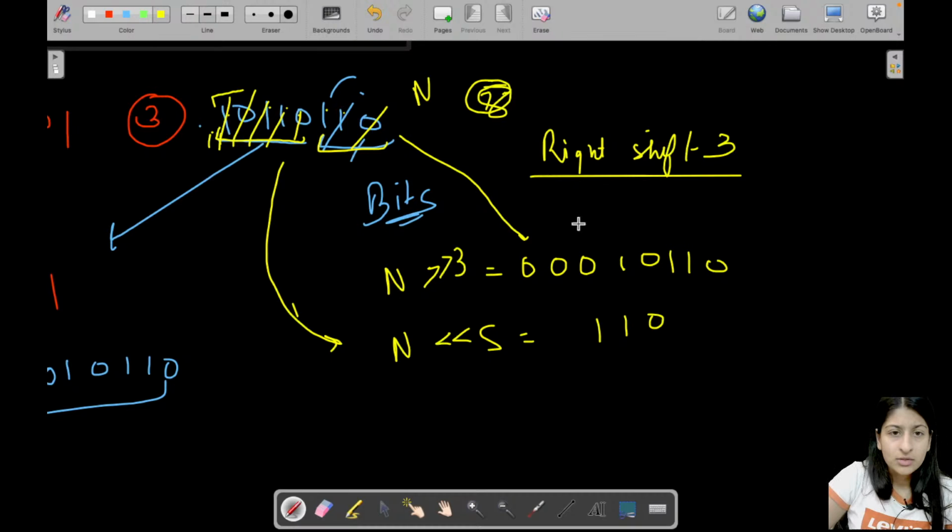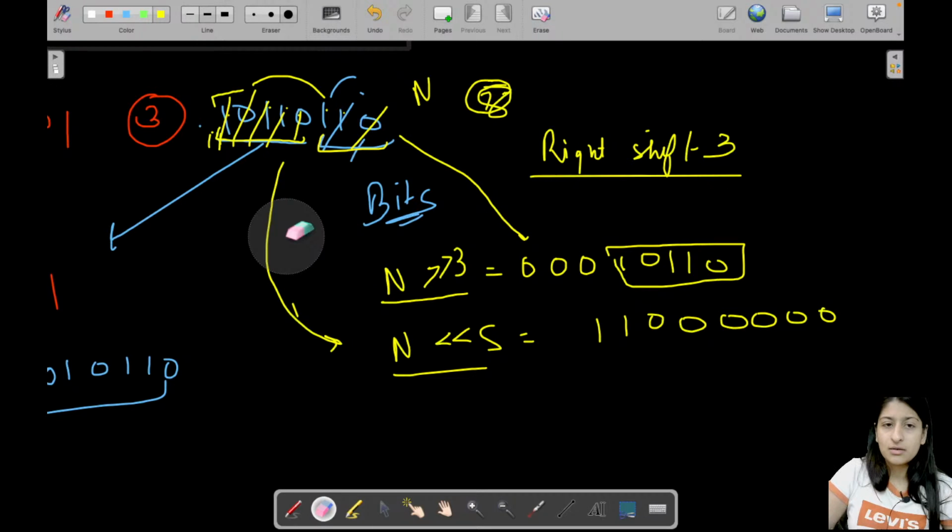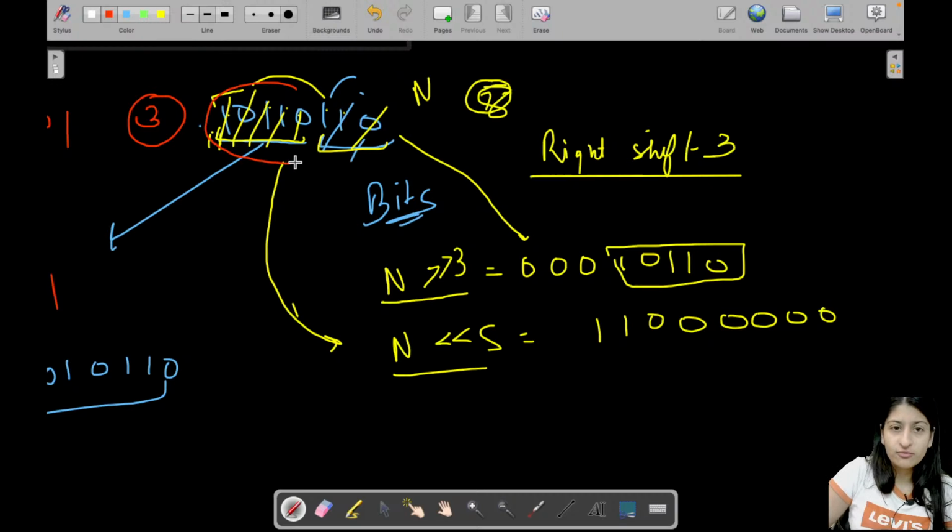110. Left shift by 5, and the rest will be 0, 0, 0, 1 2 3 4 5 6 7 8. So if I'm not wrong, this is what we are going to get. Now these are 2 parts of your number. If you see 10110, it can be found in the first 5 digits of your number, right? You can observe it in the first 5 parts of your number, and the last 3 parts which you want to shift by right can be found here, right?